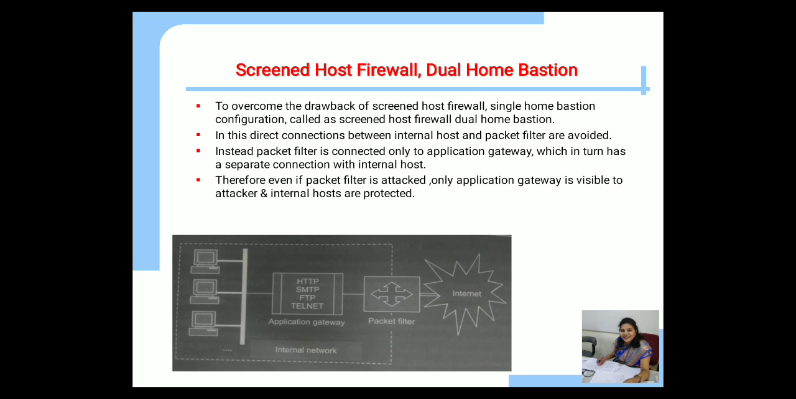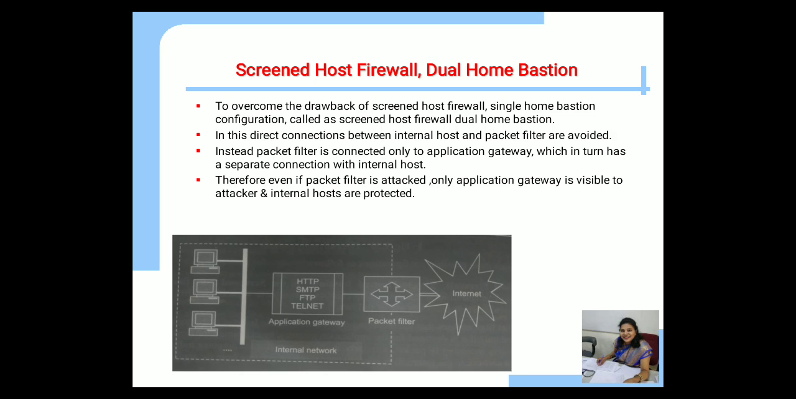Why dual homed? Because you can observe that there is no direct link between the packet filter router and the internal host. All the packets must be received by the packet filter first, then all the packets must go to the proxy server, that is the application level gateway, then they will go to the internal host. So there are two layers of security that were absent in the previous configuration. That's why it is dual homed, two steps.